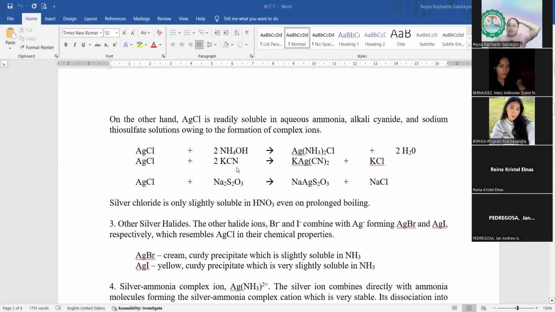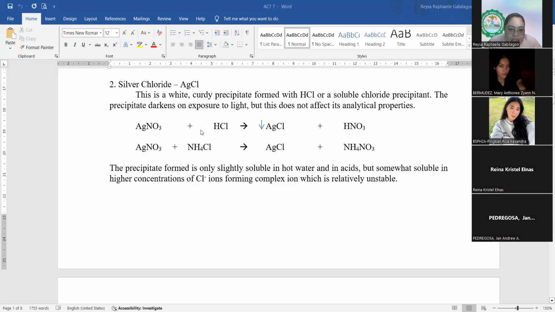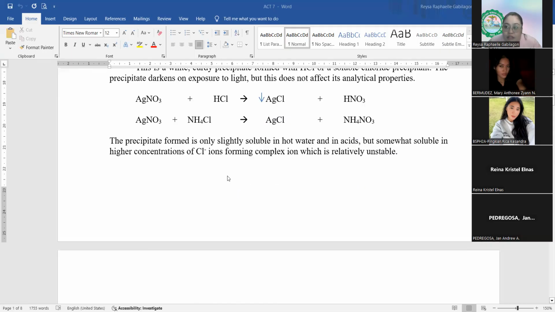Now, we have other silver halides. When we say halides, we are talking about halogens. They are the members of group 7A in the periodic table. So, starting from fluorine. You can still remember the arrangement of the periodic table. Fluorine, chlorine, bromine, and then iodine. So, when we say silver halides, that is a combination of silver and our halogens. We already discussed silver chloride. It's actually a silver halide.